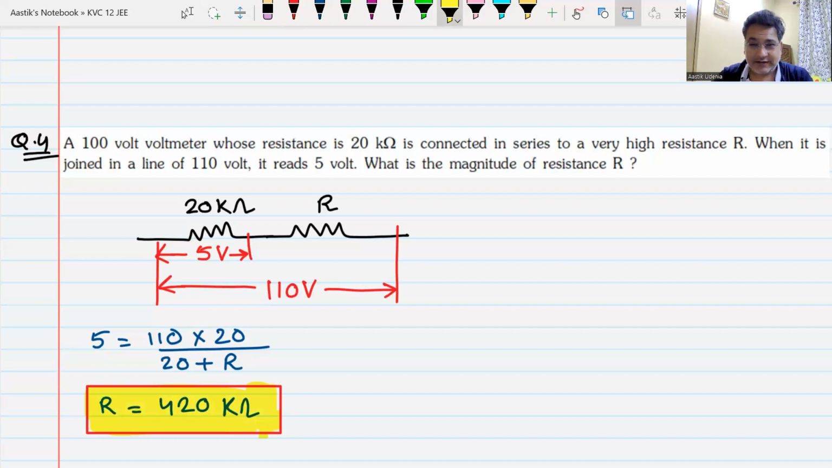So what you have to understand is that the questions are simple. You just have to change your perspective. Everyone understood what I've done here? The total potential drop was 110 volt. 5 volt was across the voltmeter. From there, I found out the value of R. Yes, sir, it was so simple. But the question was written in such a way that you got bamboozled.